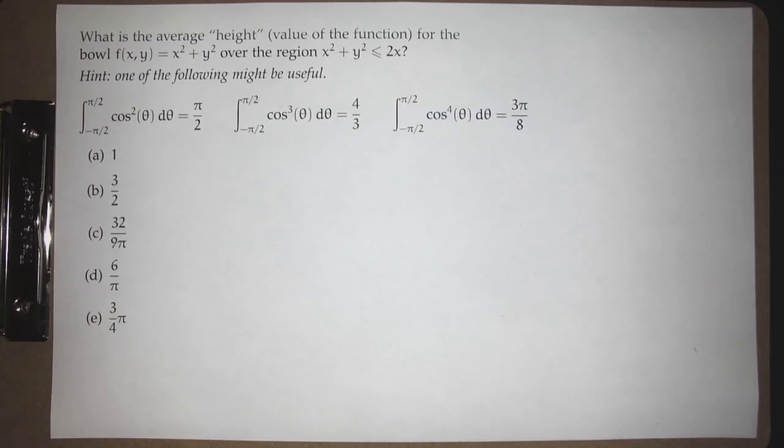What is the average height, and here height is just the value of the function, for the bowl f of x, y equals x squared plus y squared over the region x squared plus y squared less than 2x? And it says, hint, one of the following might be useful. And we have some options, and some of those look like reasonable numbers. Some of them look like weird numbers. But do we have an answer?